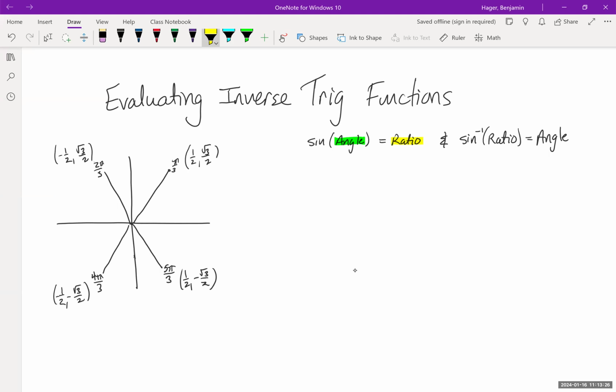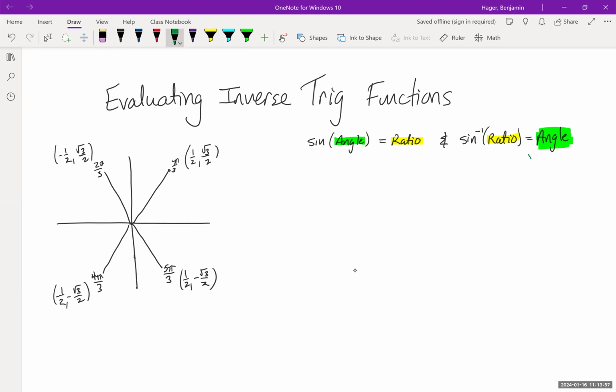The flip side of that, our inverse trig functions work the other way around. We plug a ratio into our inverse trig function. The inverse trig function does its thing, and it tells us what angle generated that particular ratio, that particular opposite over hypotenuse. However, if you recall from an earlier video, when you invoke inverse trig functions, there's a caveat. They come with domain restrictions.